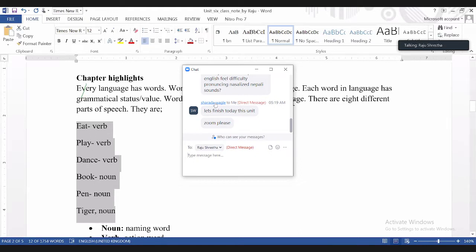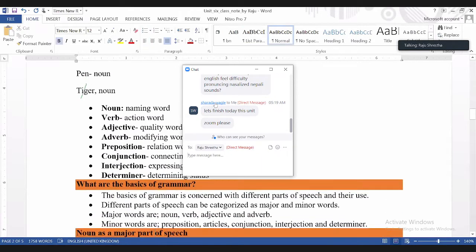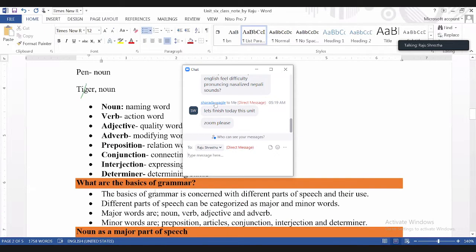Words are the parts of speech or language, and there are 8 different parts of speech. They are कुरा गर्नु पर्ला. So noun, verb, adverb, adjective, preposition, conjunction, interjection, determiners. These are given in our course. यो चाहिँ हाम्रो कोर्समा दिएको छ हैन.